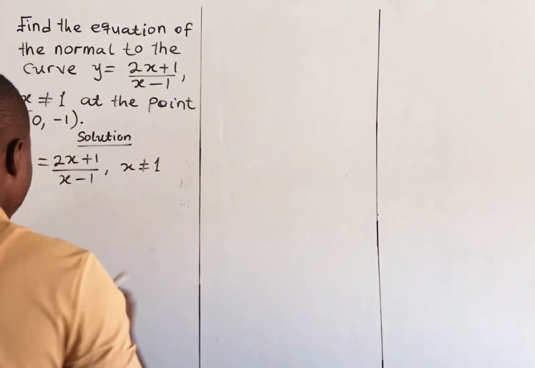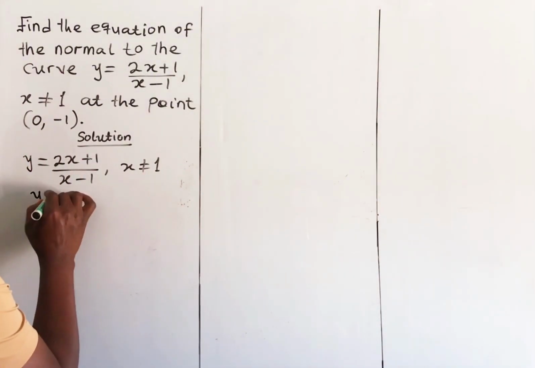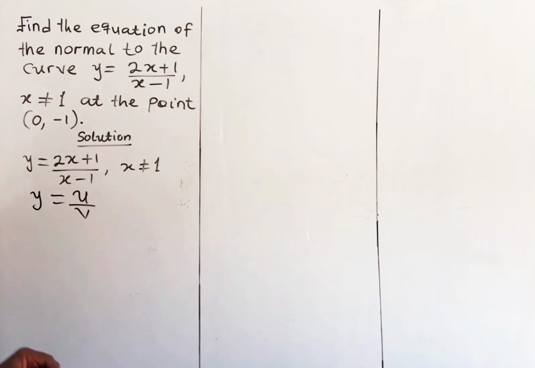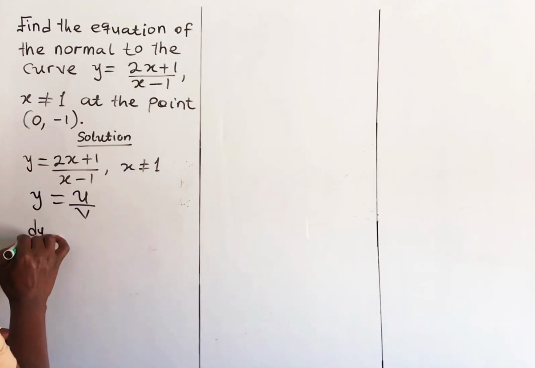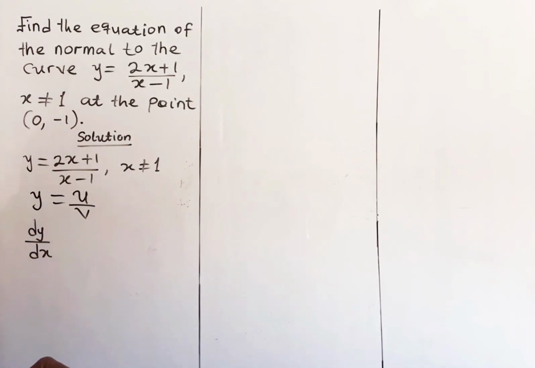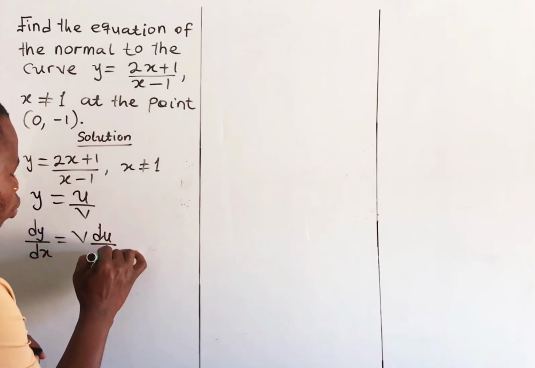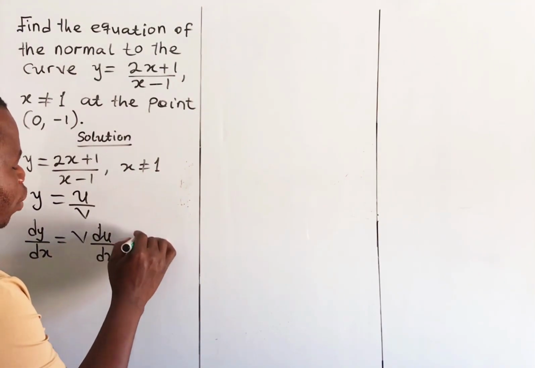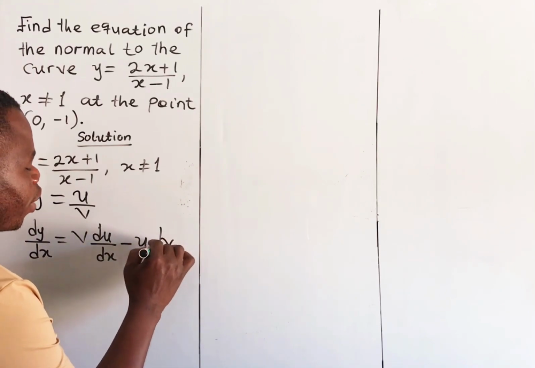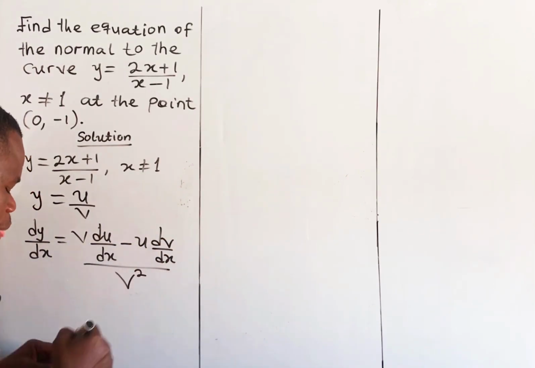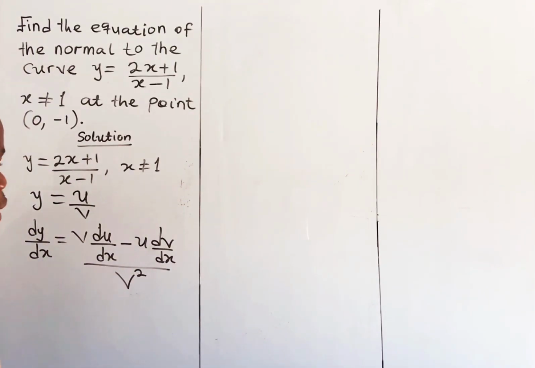So if I have y is equal to u over v, and I'm to use the quotient rule, my gradient, which is dy dx, will be equal to v multiplying du dx minus u multiplying dv dx, all over v squared. This is the formula representing the quotient rule.